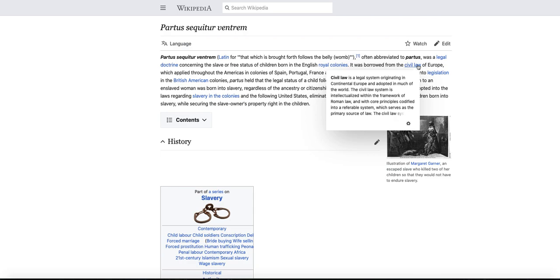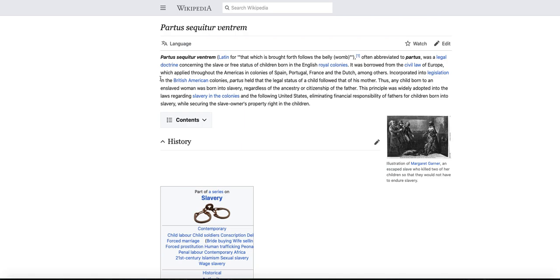And the core principles codified into a referable system which serves as a primary source of law. Now we're not going to go all the way into depth, okay? Which applied throughout the Americas. Okay, it's not saying the United States. Know this. This is the same thing they do in the Bible. At one point you're talking about this, but at another point, because they changed the term, you can't continue to say that's the same thing because it's not. There are different so-called gods and lords throughout the Bible. It's not always talking about the same actual person. These are parts that they play.